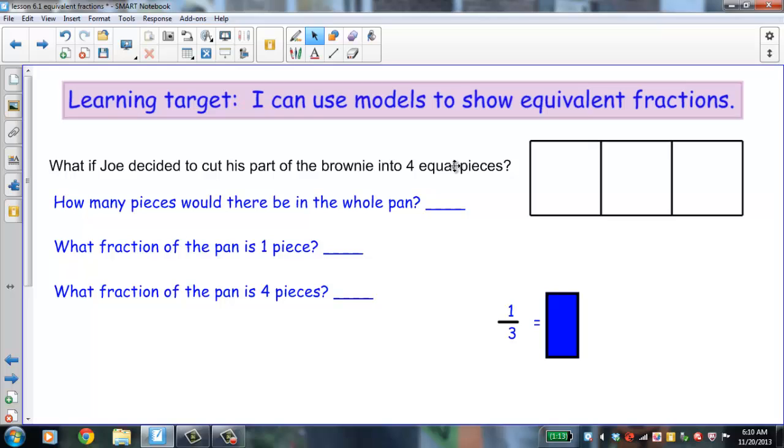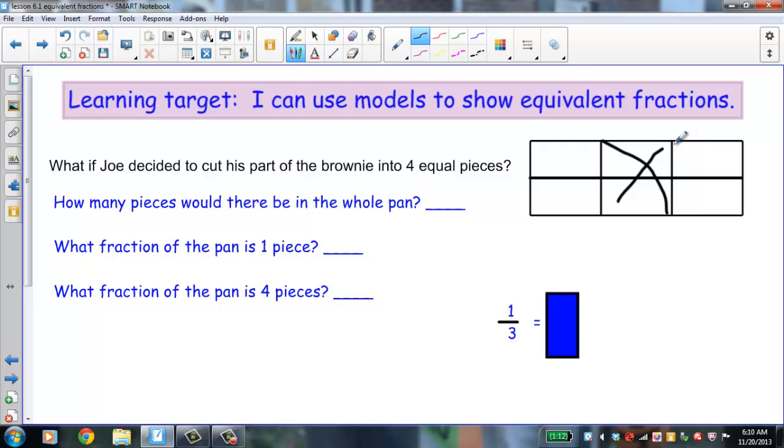But let's think about what if Joe decided to cut his part of the brownie into 4 equal pieces. So now remember that we're going to pretend that he did this before he gave any brownie pieces away. But remember, he only kept the part that's not marked out. He gave all the rest away. Now, that's not 4 equal pieces, is it? Let's try that again. That would be 2 equal pieces. So what if we did this? Now it's divided into 4 equal pieces.